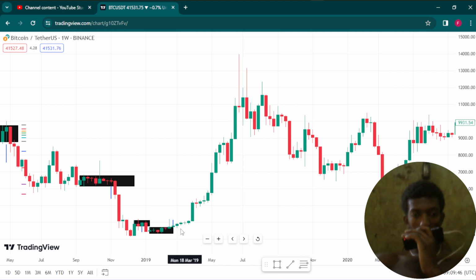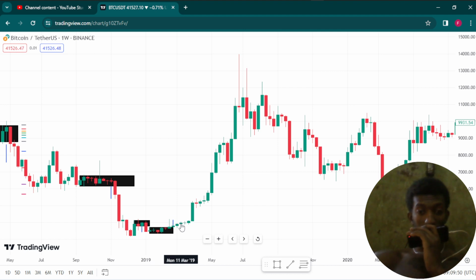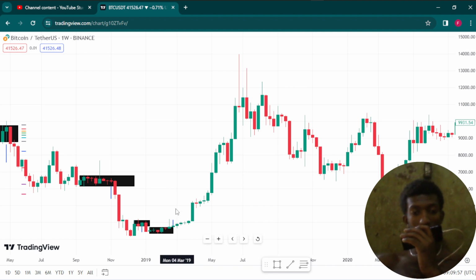As you can see, TP hit right there. Look how precise it is. Don't think that this is a small pip. This is a weekly time frame. It is a huge pip.